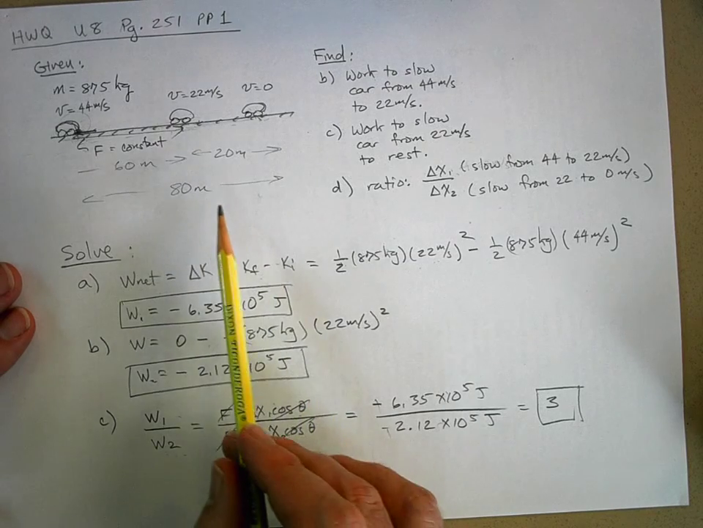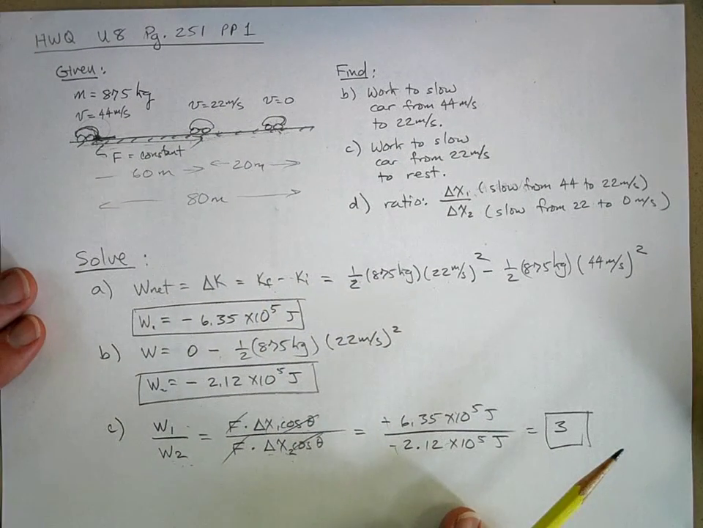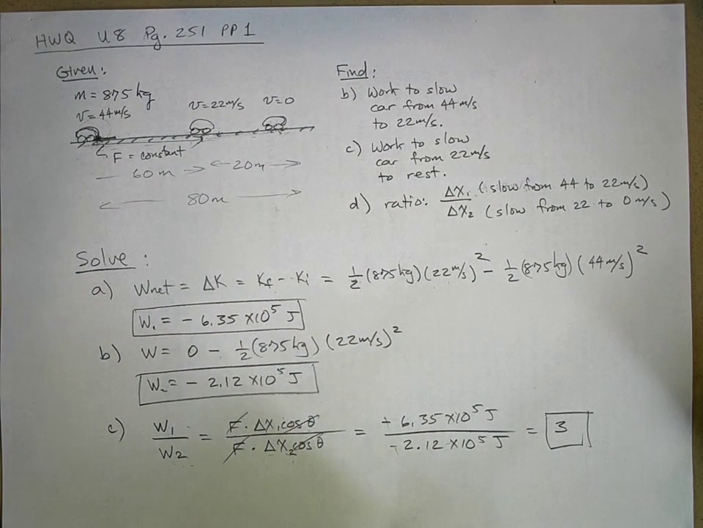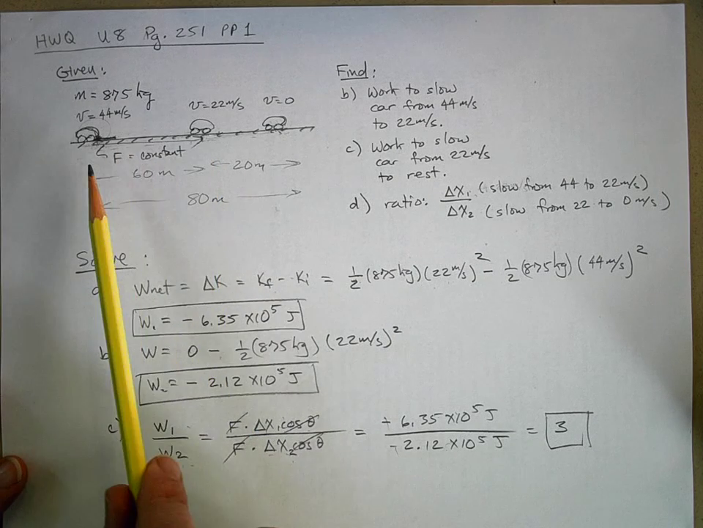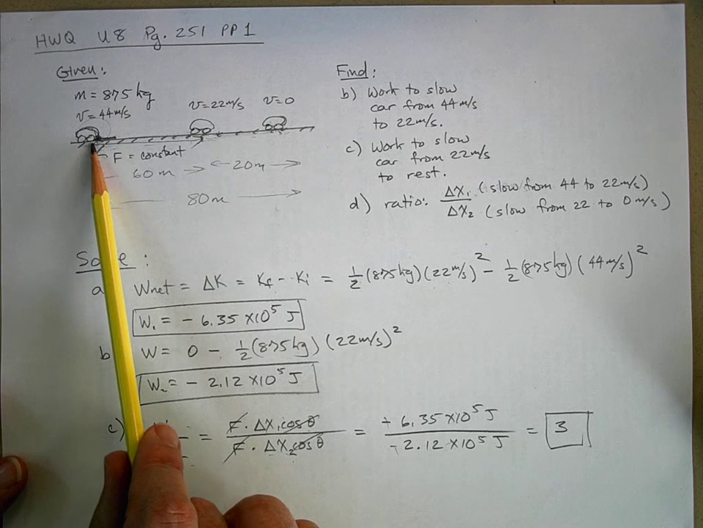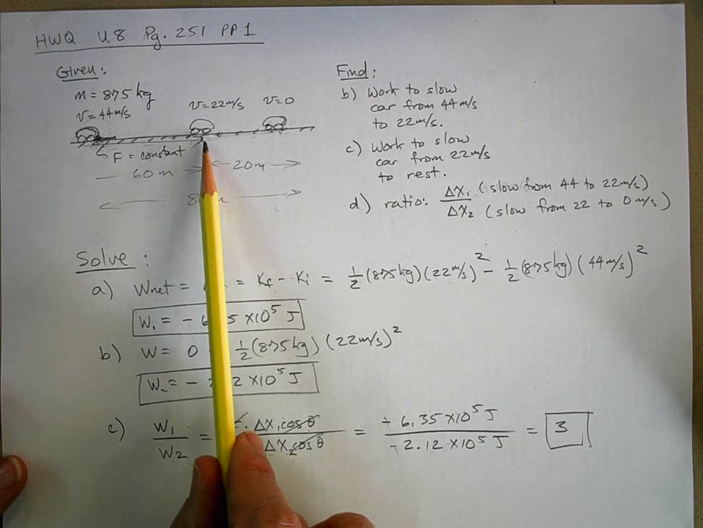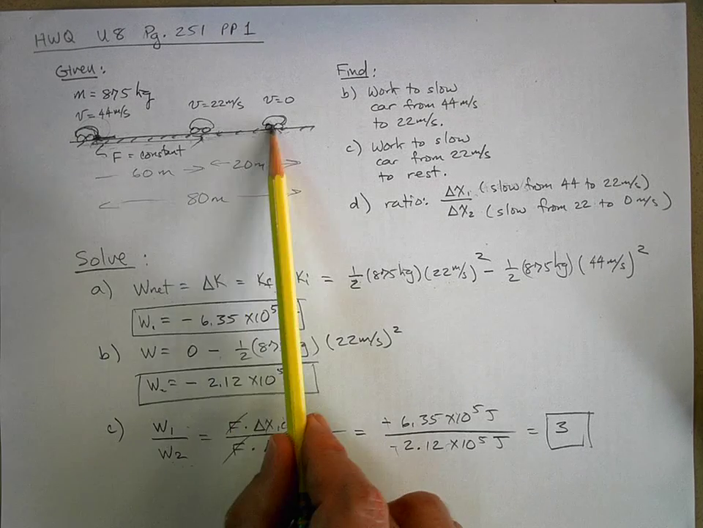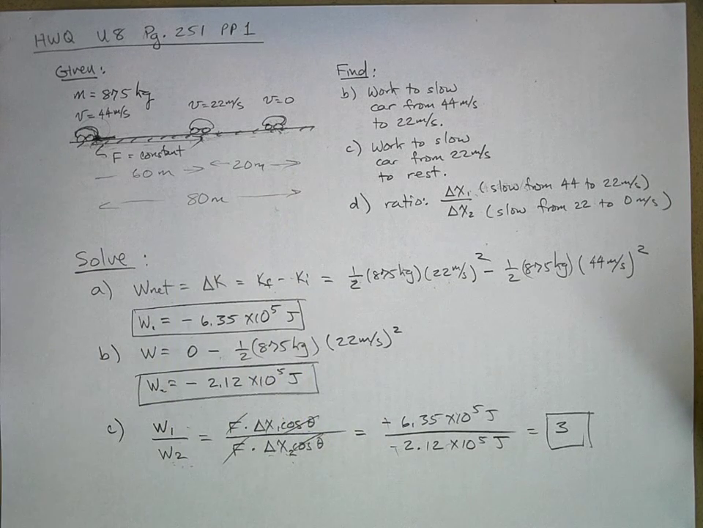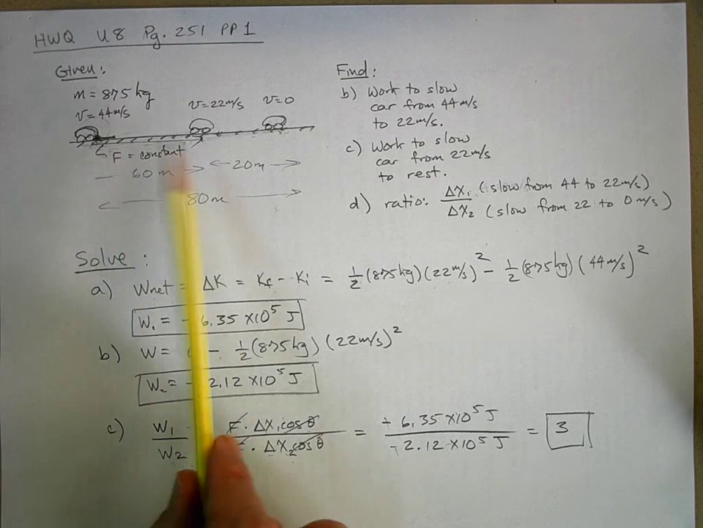Now what's the importance of this? The idea here is that when you are going at high speed, you're going to go a long distance while you brake to half your speed. And then braking the other half of your speed, it's a much shorter distance. 1/3 the distance.